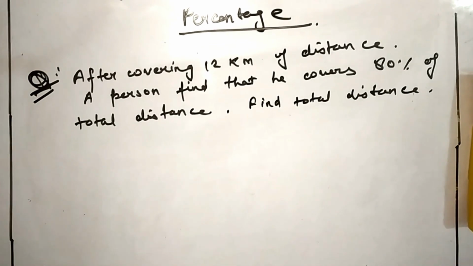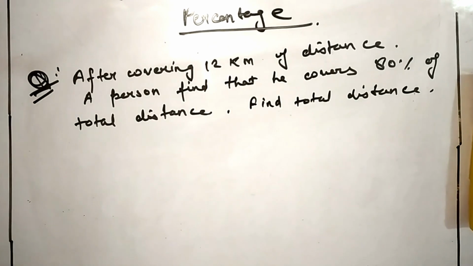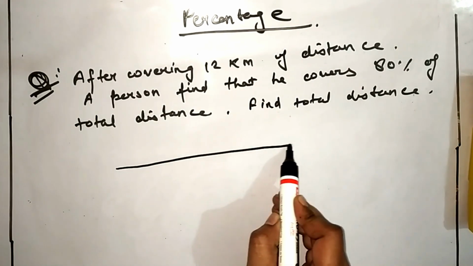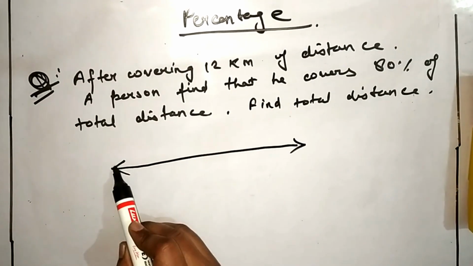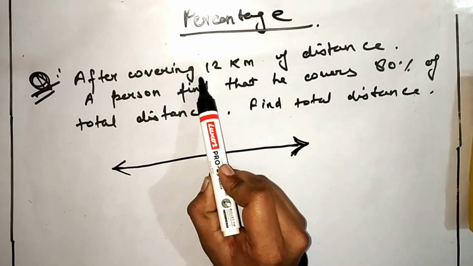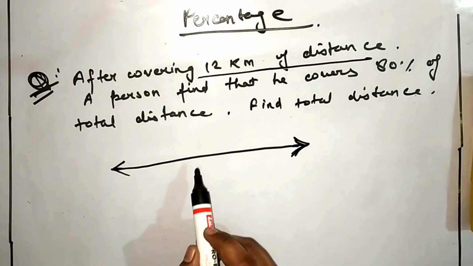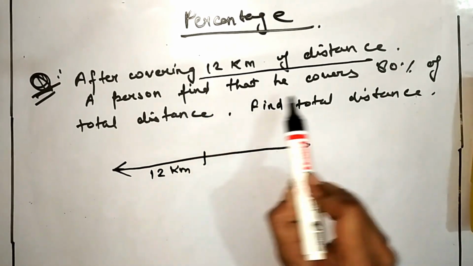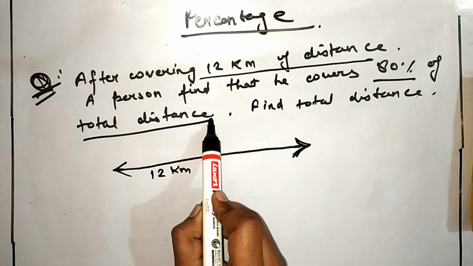How will we solve this? So the basic way is, draw a line. Whenever this kind of question comes, just draw a line. What is written: after covering 12 kilometers of distance. Let's say it is 12 kilometers. A person finds that he covers 80% of the total distance.